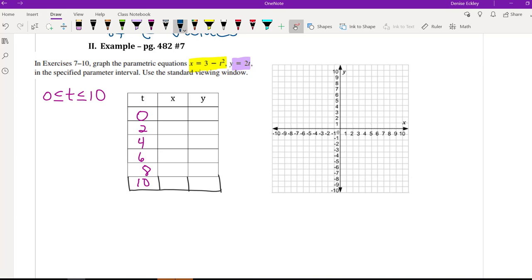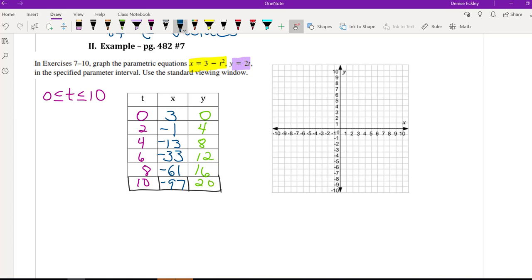So x, you put 0 in, you get 3. You put 2 in, you get -1. Substitute 4, you get -13, and so on. And these numbers are going to be off of our window, but we'll work with them. So you can see that as t gets larger, x is getting a lot smaller. And then for y, doing the same thing, substituting the t values into y equals 2t, we get 0, 4, 8, 12, 16, and 20.